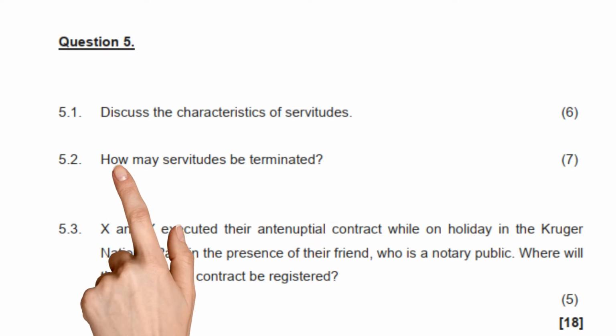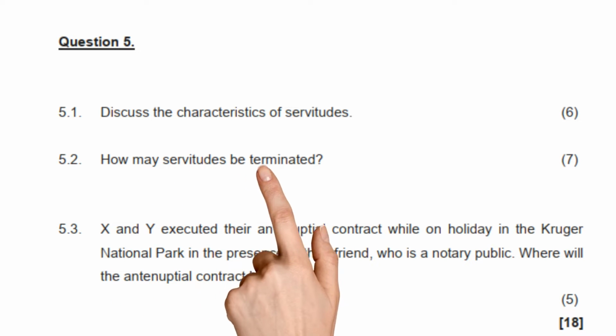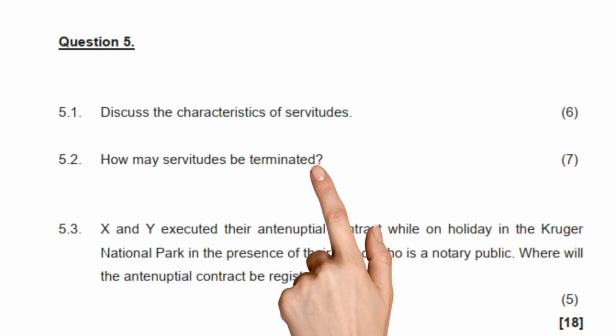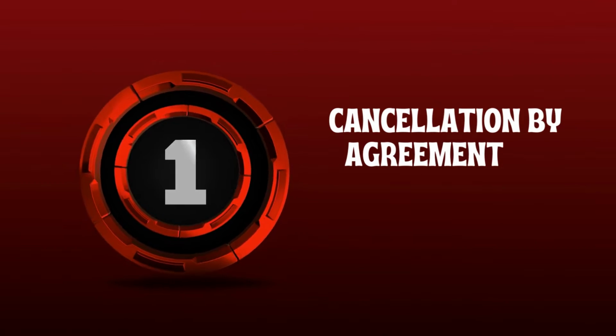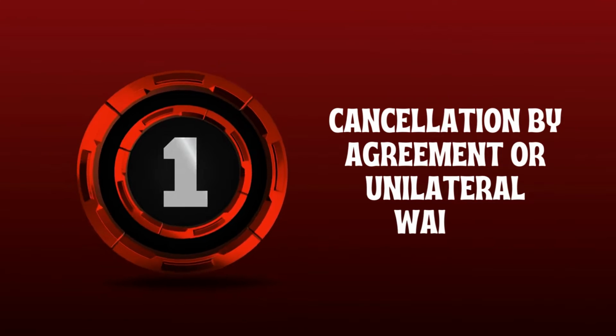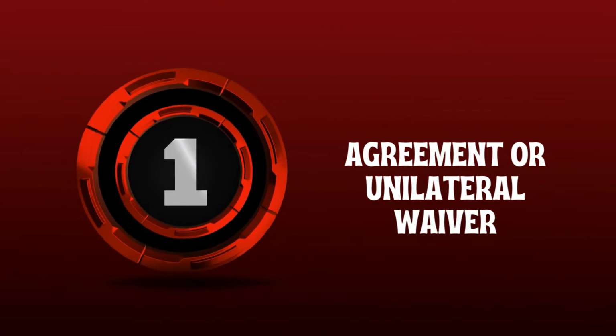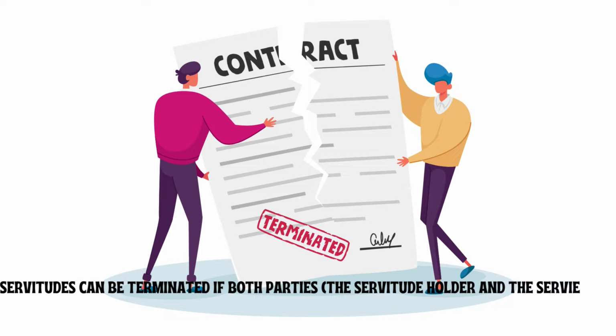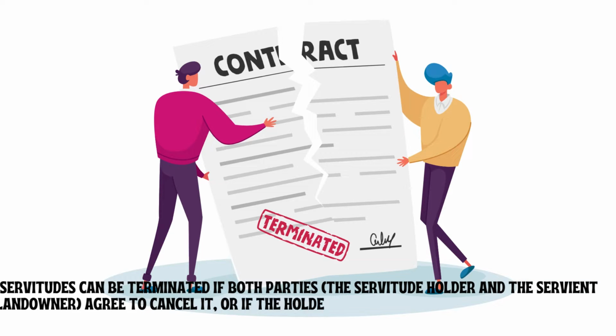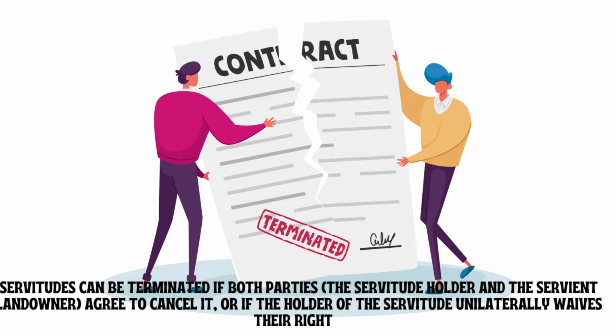Question 5.2. How may servitudes be terminated? Servitudes can be terminated through various means. Here are the ways in which servitudes may be terminated. 1. Cancellation by agreement or unilateral waiver. Servitudes can be terminated if both parties, the servitude holder and the servient landowner, agree to cancel it, or if the holder of the servitude unilaterally waives their rights.